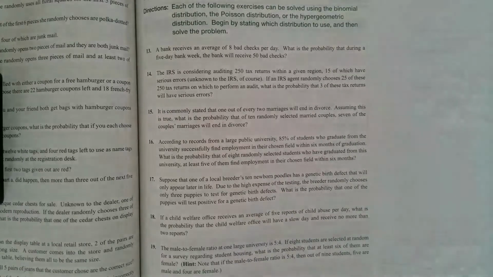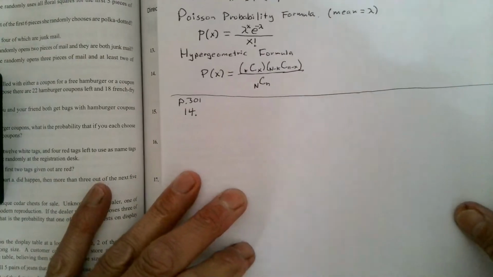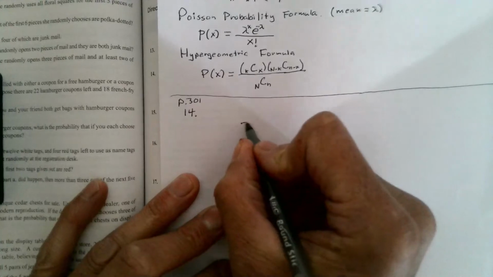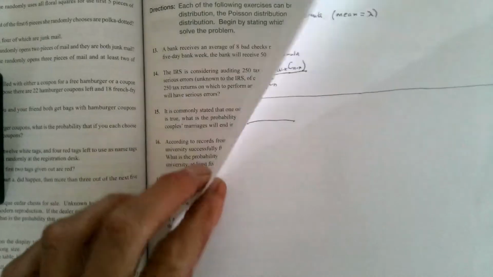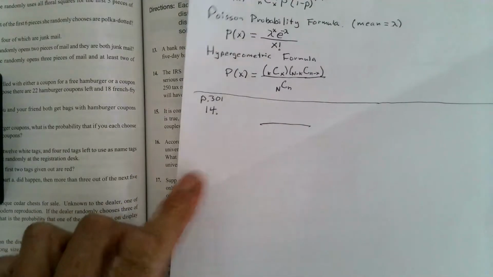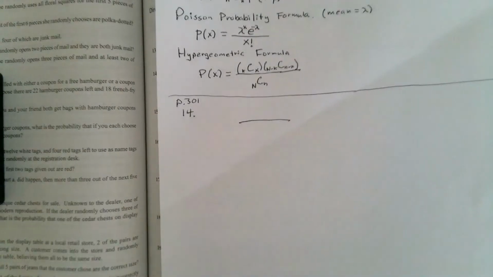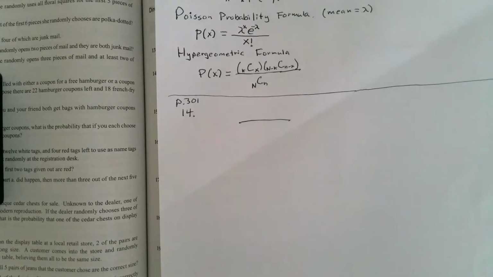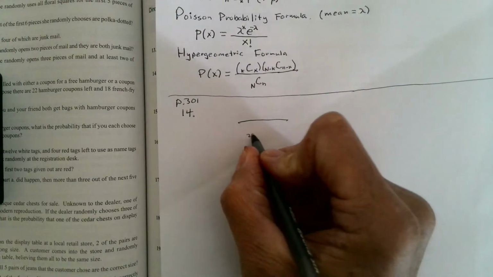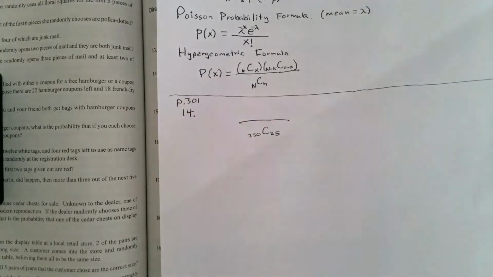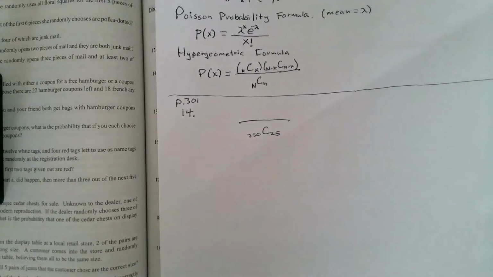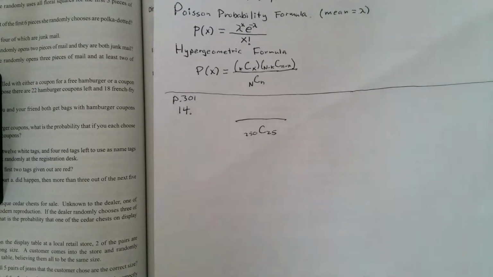I'm not even going to use this formula here. If you have 250 returns and you're selecting 25, how many ways can you select 25 tax returns from a total of 250? That's your denominator. That would be 250 C 25. This is the number of ways you can select 25 tax returns from the total.